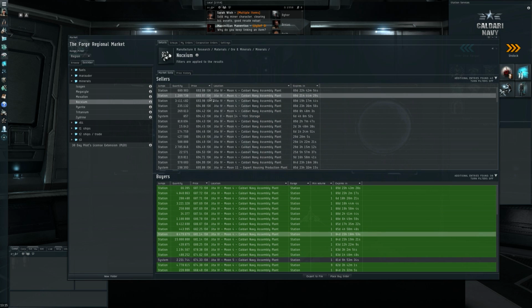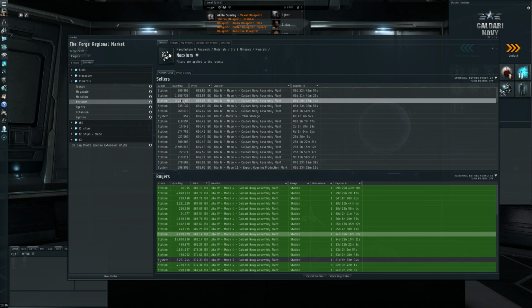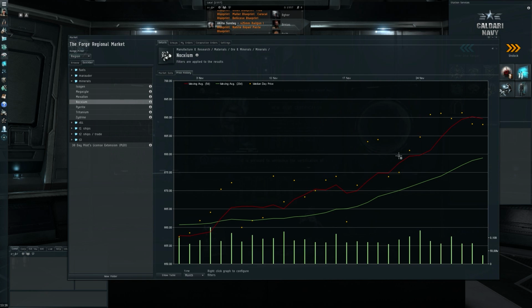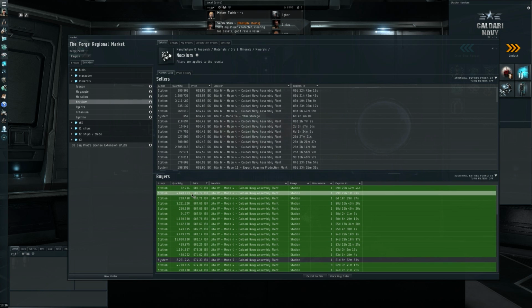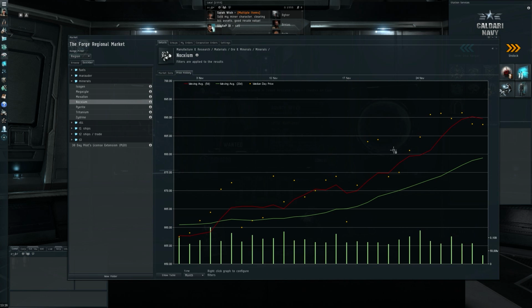And then here on the supply side, I do see a few very recent at the number of 3.5 million, 1.5 million at 693 for sellers. So that does put the top just above 690, which is actually quite good. But there does seem to be some demand even at 687, which is all the way here. So that's pretty interesting.